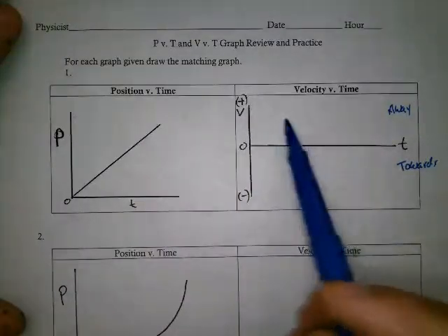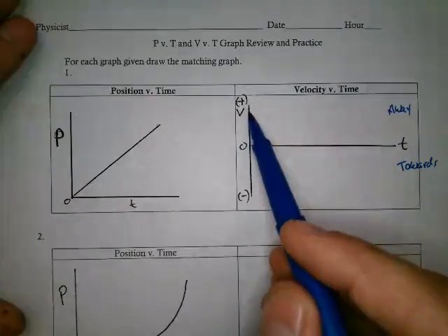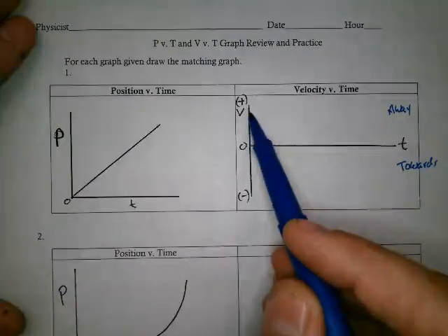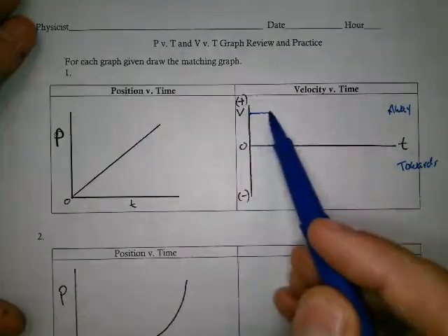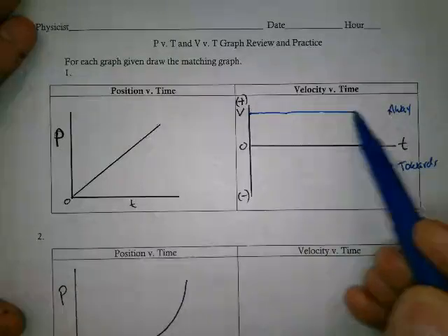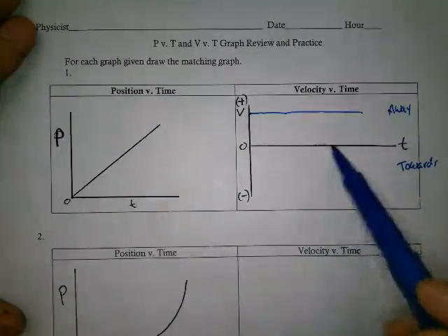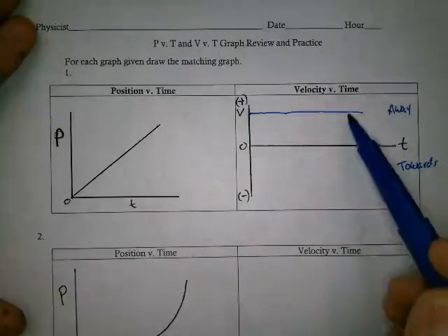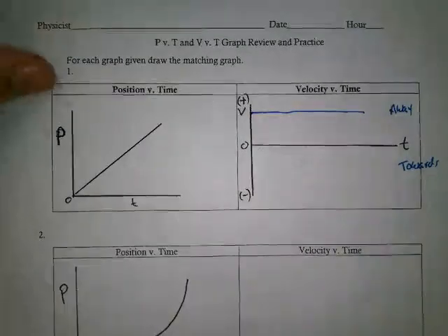So away is up here, and a constant velocity means that at any time that I check in on this line, it's always going to have the same velocity. So I just pick a non-zero velocity point, and I draw a horizontal line. And again, anytime I check in, no matter what time along the time axis, it's always going to have the same velocity. It's going to have a constant velocity. So that is what that one looks like. Let's go on to number 2.